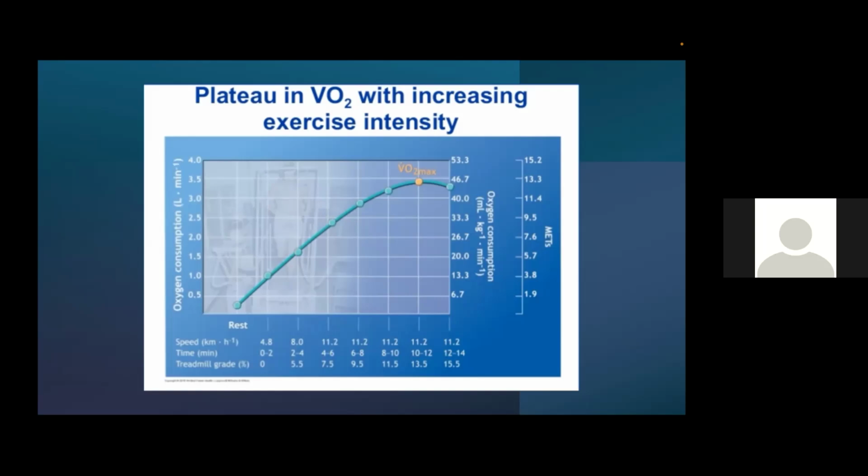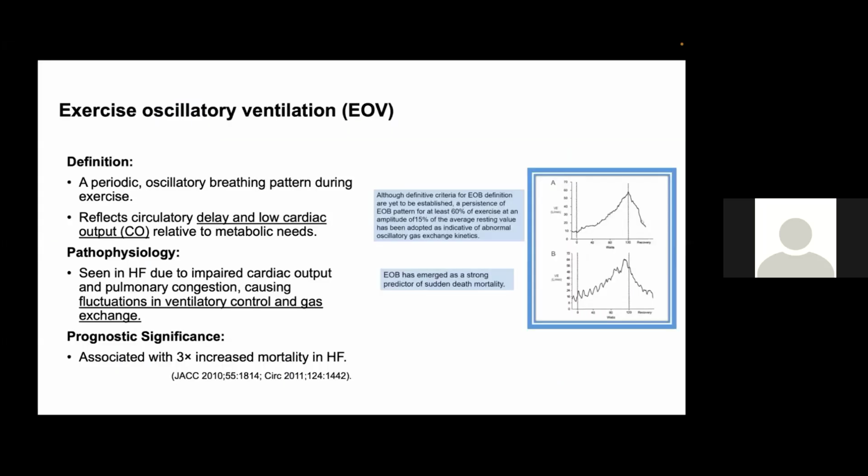And on the x-axis, we can look at the time, or the speed, or the grade of the cycle ergometer. This is also a very important prognostic parameter. We should look at it in the CPET report at the peak of exercise, the peak of VO2. So the definition of exercise oscillatory ventilation: it's the breathing pattern during the exercise, and it reflects the circulatory delay and low cardiac output relative to the metabolic demand.